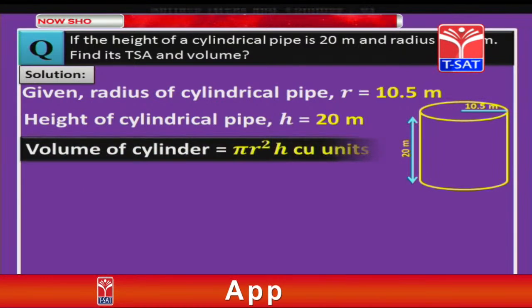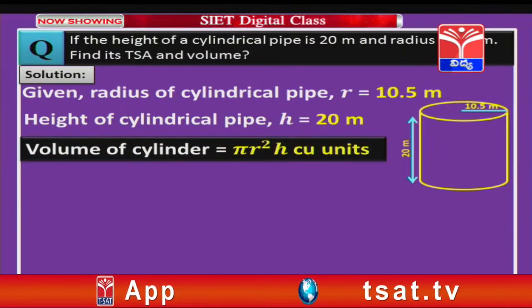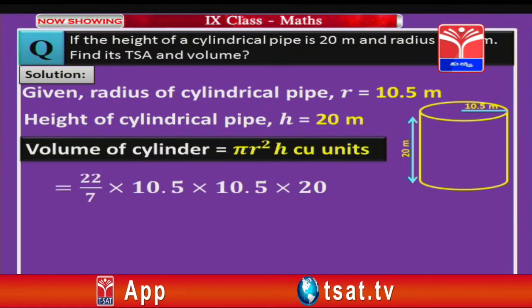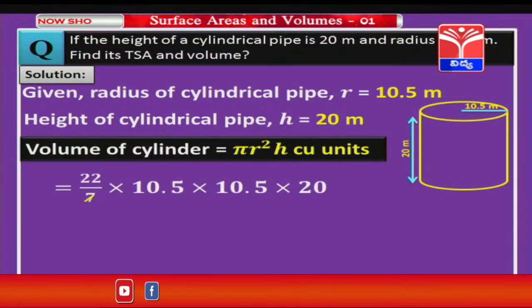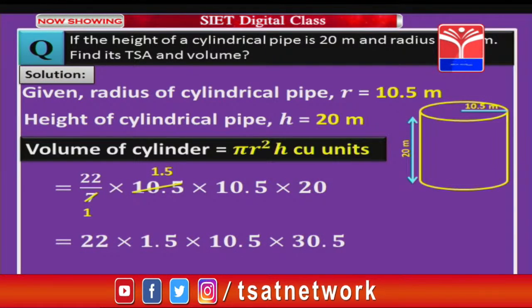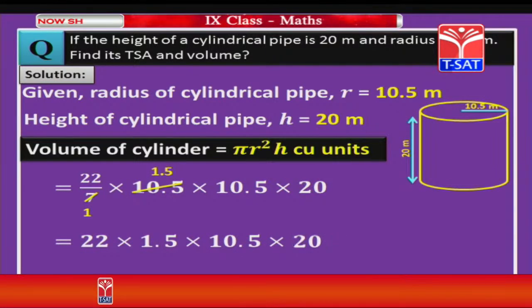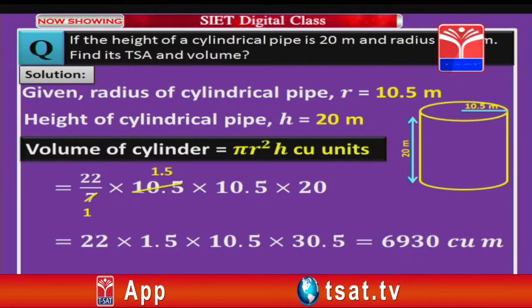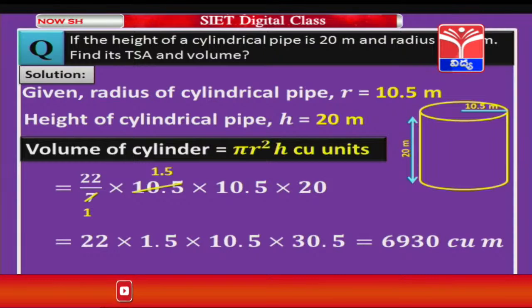Let us find out the volume of the cylinder given by pi r square h cubic units. So, again we will substitute the values of r and h, and on cancelling with 7 we get 22 into 1.5 into 10.5 into 20, which is 6930 cubic meters. So, let us move on to our next problem, children.